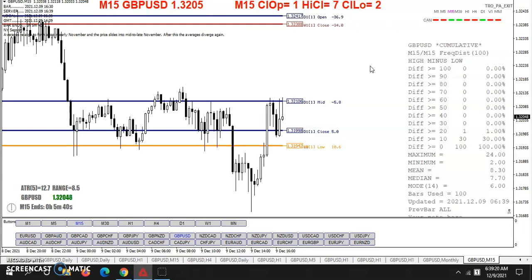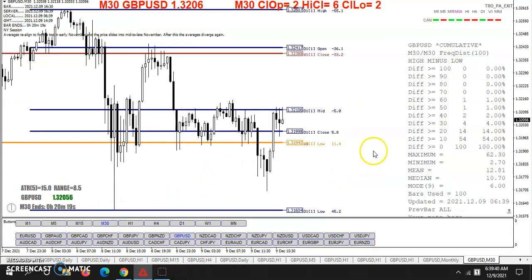Now, you can see on the M15 greater than 10 pips 30% of the time over the past 100 bars. Over 20, only 1%. Only one time did that happen. So if we move up a time frame to M30, you can see here that over 14% of the time.